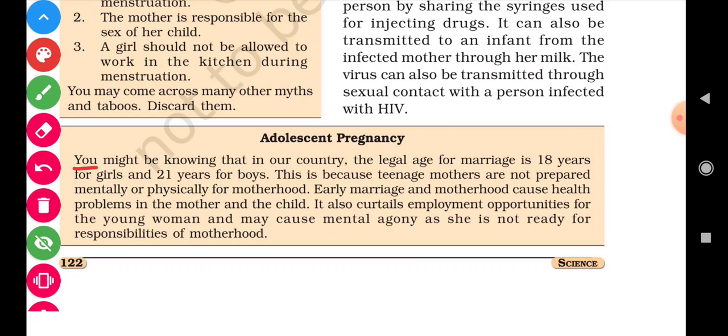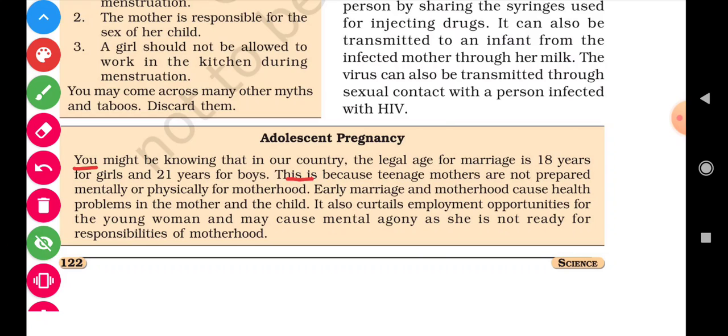Nowadays, this age is being reformed because many social organizations are telling the government that the girls' age for marriage should be higher, because this age was decided a very long time ago, and nowadays reform is required in order to protect girls. This is because teenage mothers are not prepared mentally or physically for motherhood.